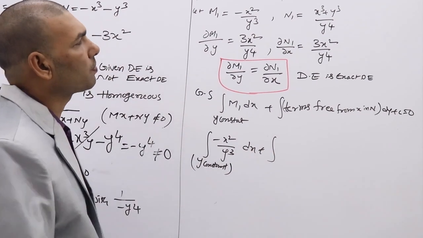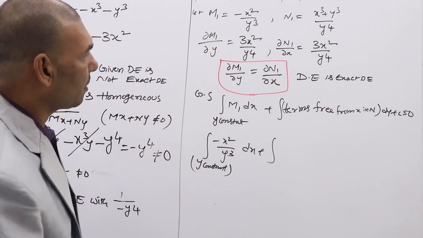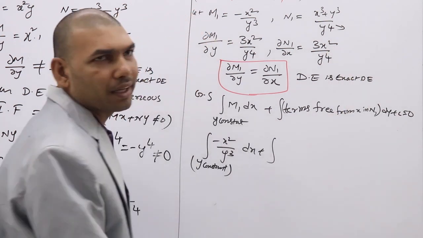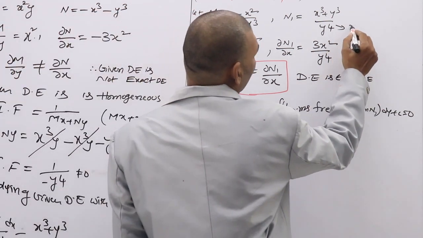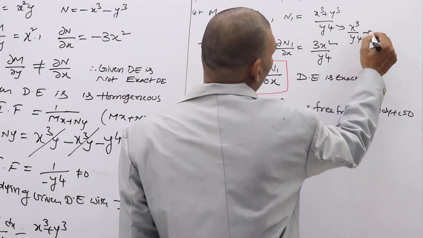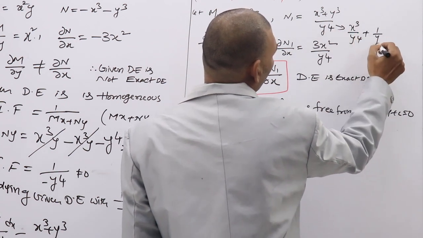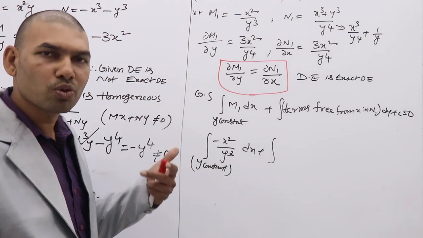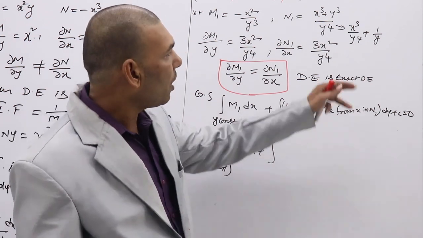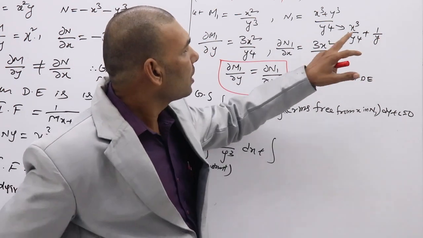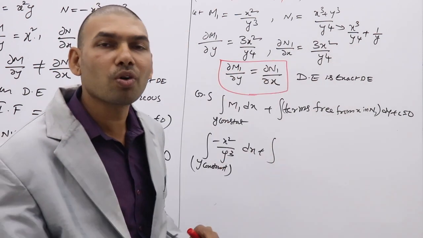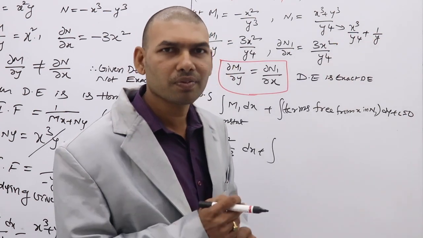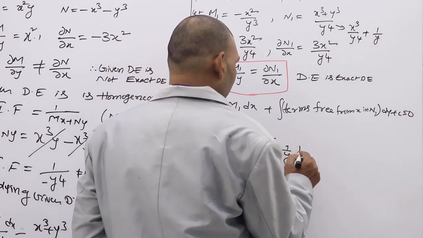Terms free from x. Terms that do not contain x in n. So here m1, n1. n1, if you observe very clearly, there are two terms: x cube by y to the power of 4 plus y cube by y to the power of 4, that is 1 by y. If we split, then you can find the terms free from x. We have two terms in n1. In that, we need to find the term that does not contain x. In the first term we have x. In the second term we don't have x. That term we need to write here: 1 by y dy.